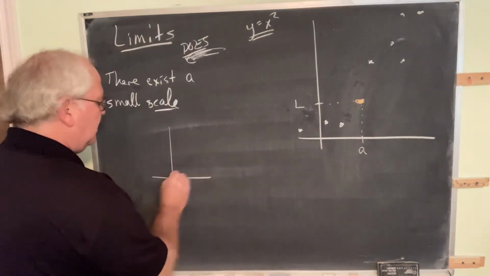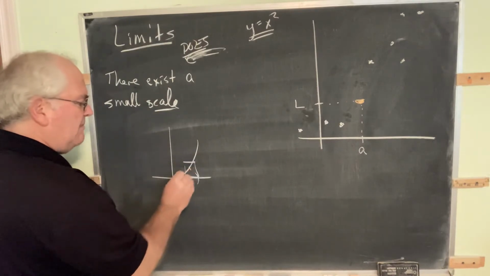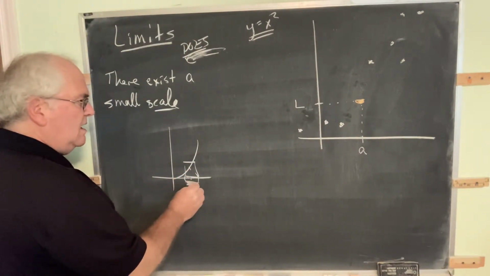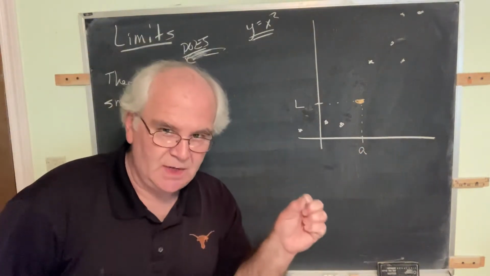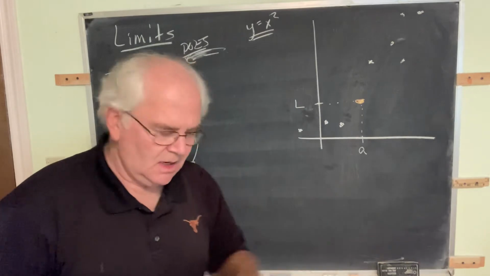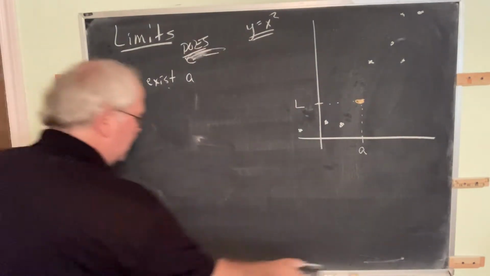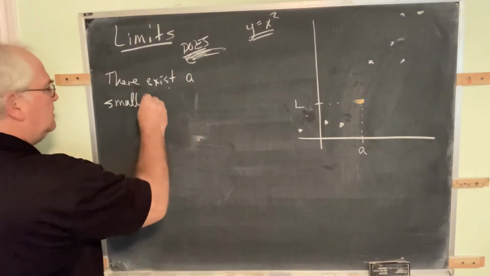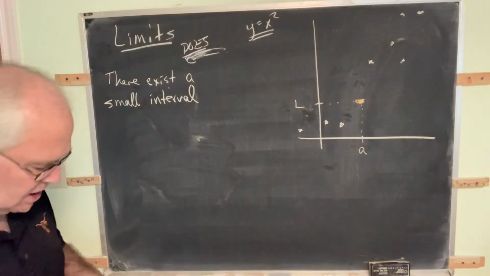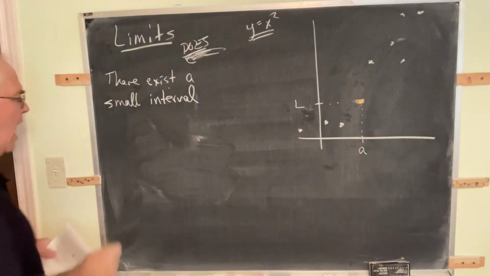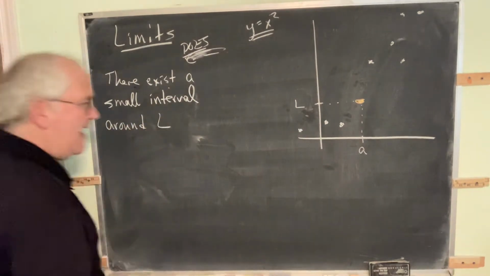Remember, we started way out from here, with a large interval, and we made our little box. We started with a great big interval, but what we have now, we've taken that and magnified it. We're now onto an extremely small interval. And so, rather than say a small scale, I'm going to say a small interval. That makes it a little more mathematical already. There is a small interval around L.